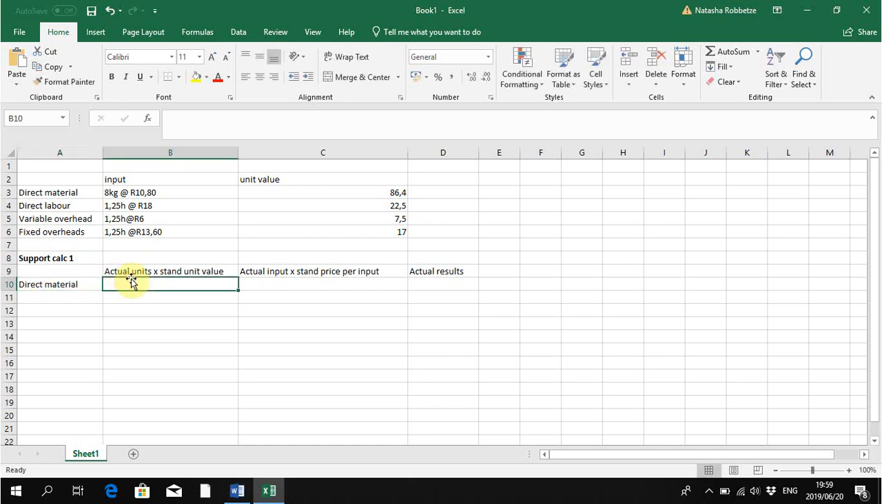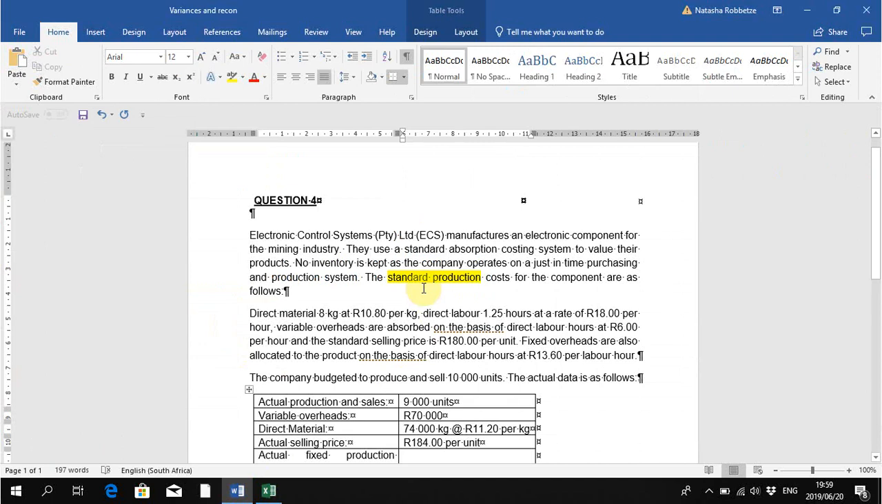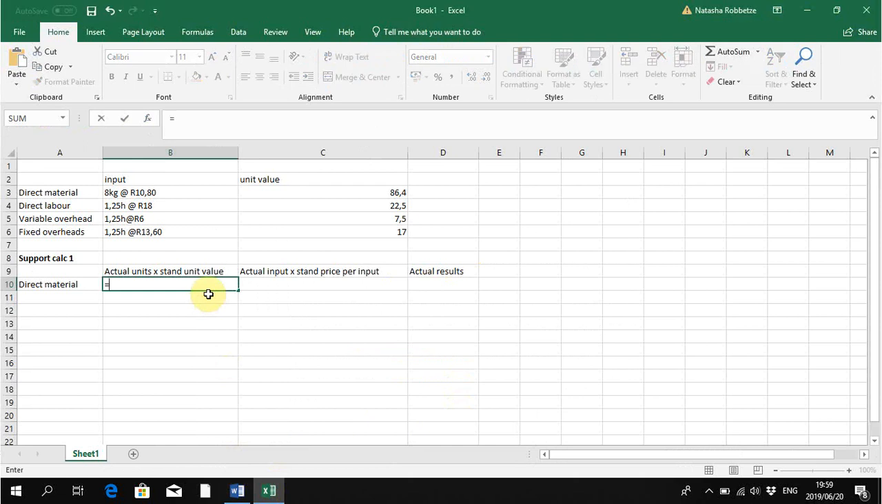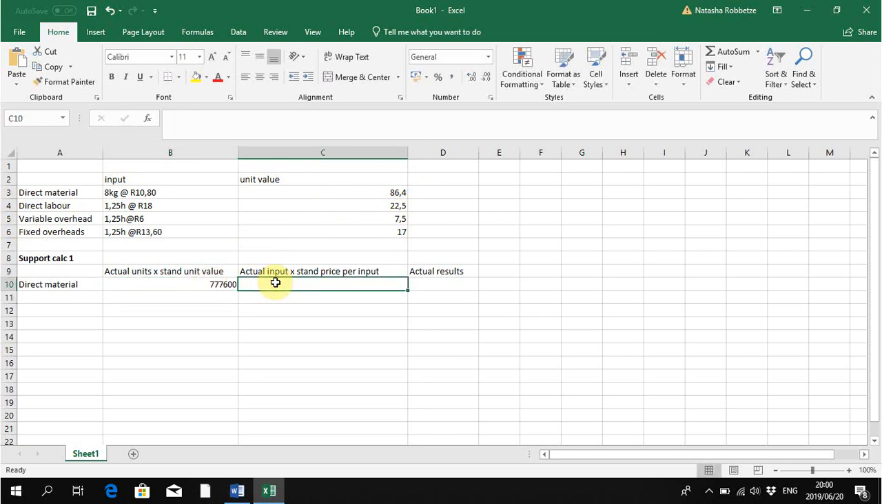And for direct material, I'm going to say actual units times the standard unit value. So if I go back to the question, you will see that the actual production and sales units was 9,000. I'm going to take that 9,000 and multiply it by the unit value for material, which was 86 Rand 40 cents. Under actual input, I need to go and see what input type we use for materials. And the input type is kilograms.